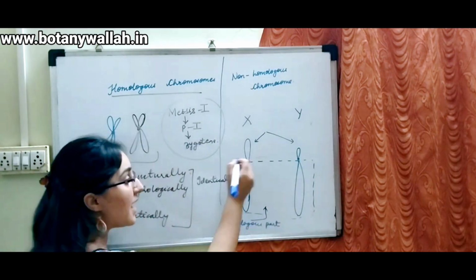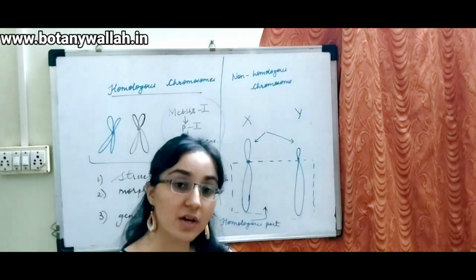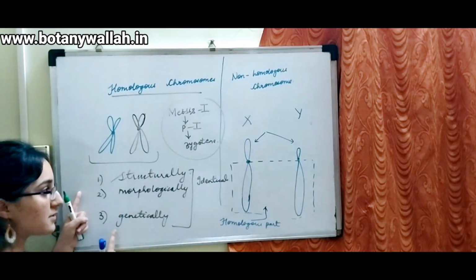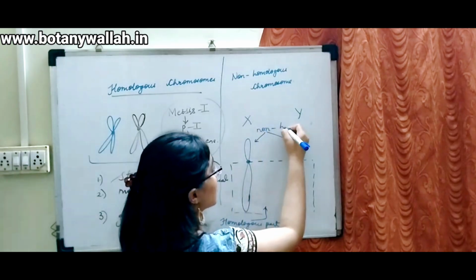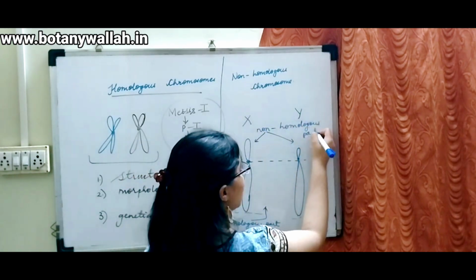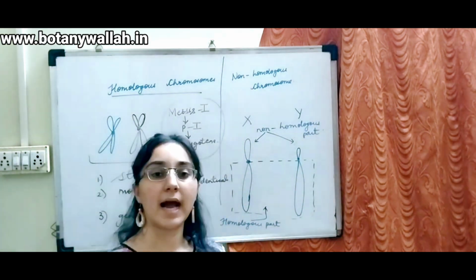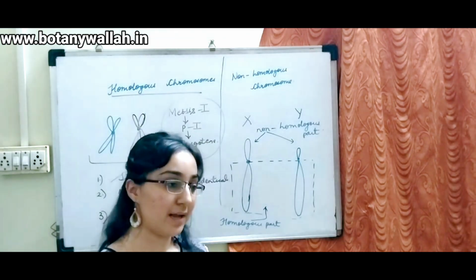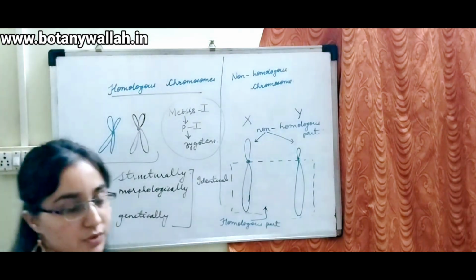But the part which is not structurally the same, not morphologically the same, and neither genetically the same, meaning they will not obey these three things, we say it is the non-homologous part, or you can say not a homologous chromosome. Non means they are not structurally identical, nor morphologically identical, nor genetically identical. Understood? This is about homologous and non-homologous chromosomes.